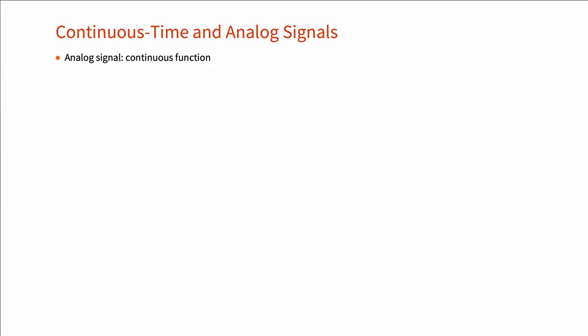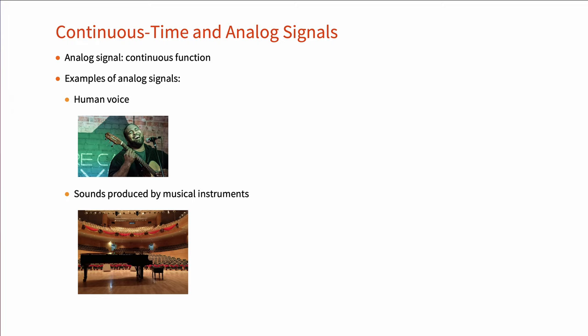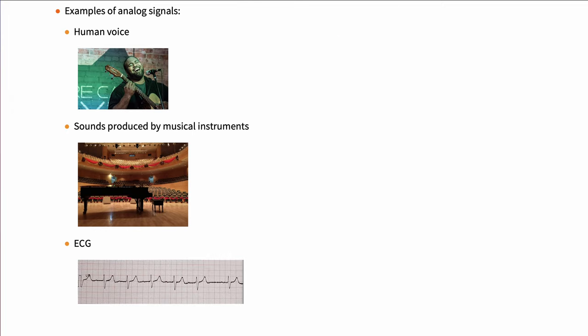Analog signals are represented by continuous functions, and the dependent variable can take any real number. The value of the function can be any real number. Some examples of analog signals that we can capture, playback, and analyze are the human voice, sounds produced by musical instruments, or electrical waves in an electrocardiogram.